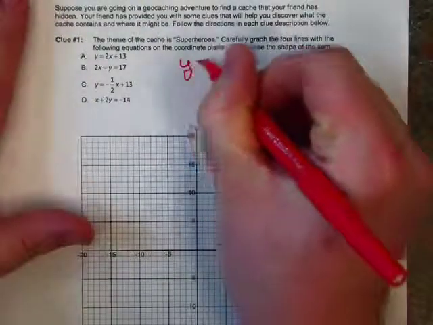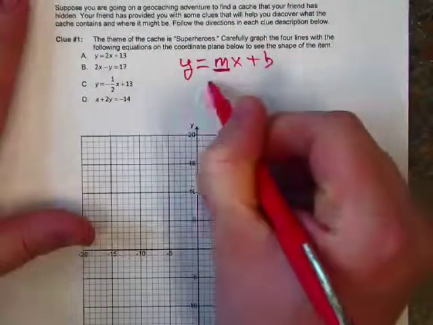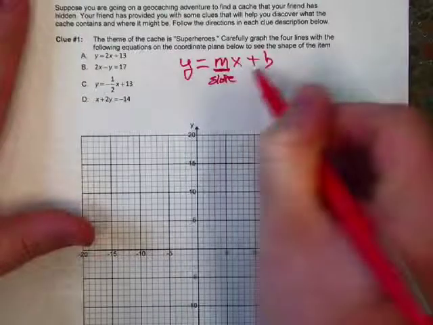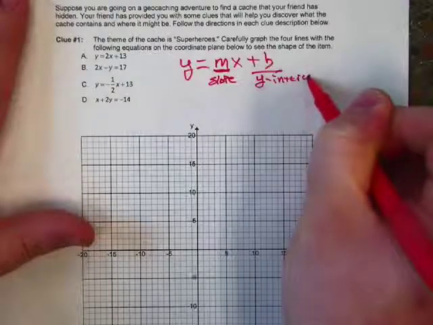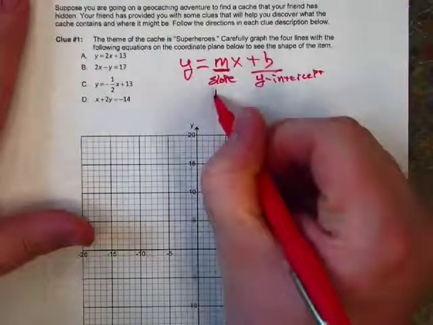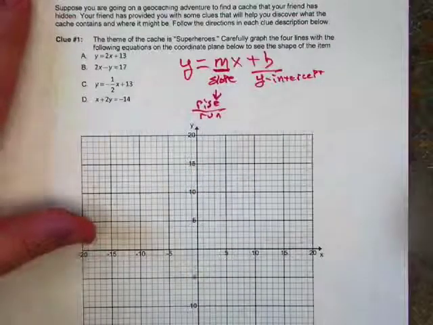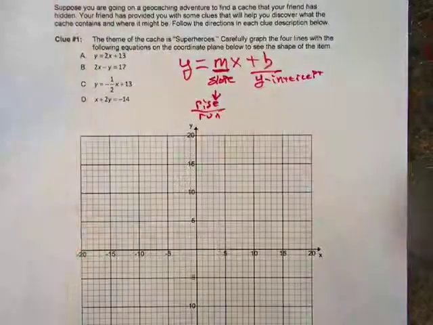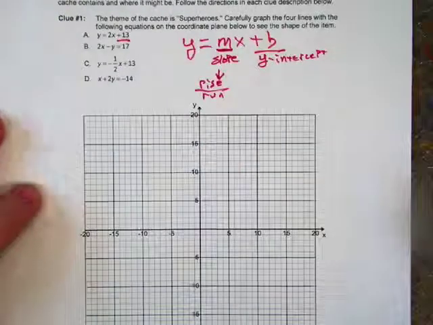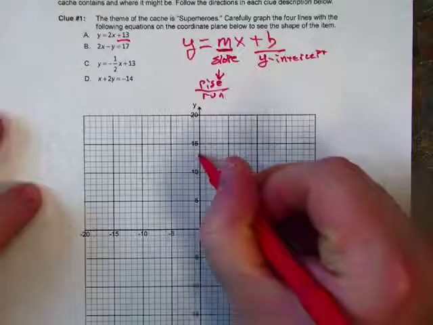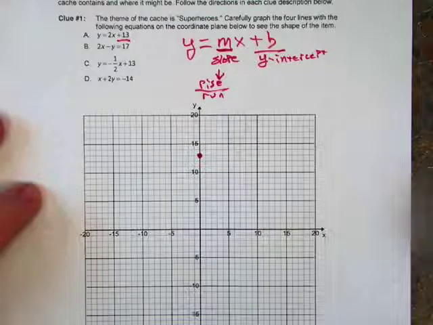Slope-intercept form is y equals mx plus b, where m is your slope and b is your y-intercept. Okay, and the slope is rise over run. So we have this information right here. We see that the y-intercept for A is plus 13. So we're going to go up to 13 and just put a dot right there. That is where A crosses the y-axis.